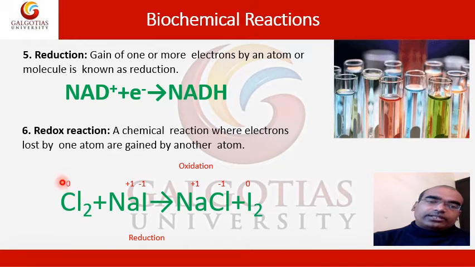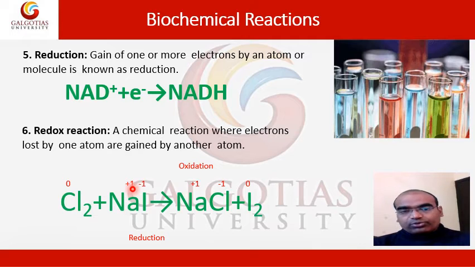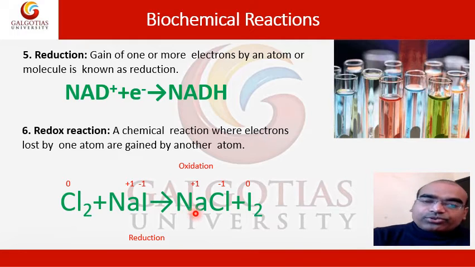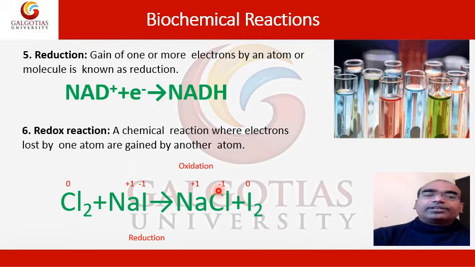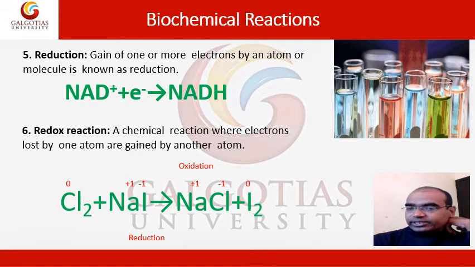Here the oxidation state you can see is 0, but here it's -1. It receives one electron. Sodium is having +1 here, and here also sodium is having +1, so nothing is changed with sodium. But iodine here is having -1, while in the free state iodine is having 0. So this one is oxidation, and 0 to -1 is reduction. This is called a redox reaction, where both oxidation and reduction take place.